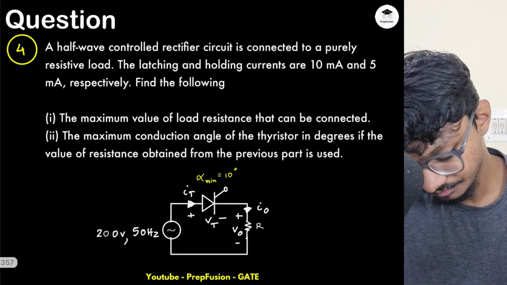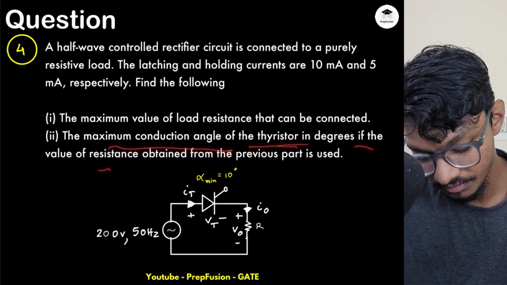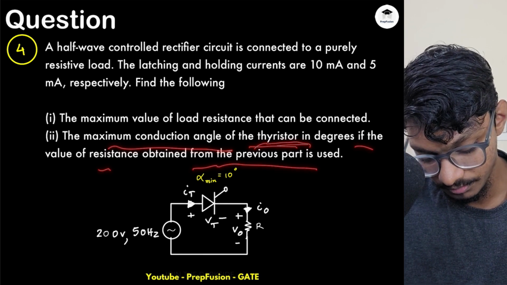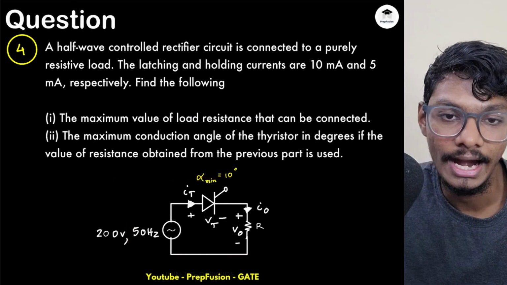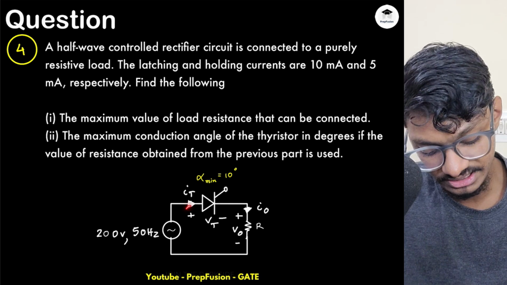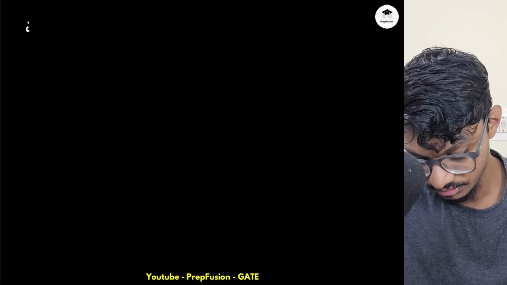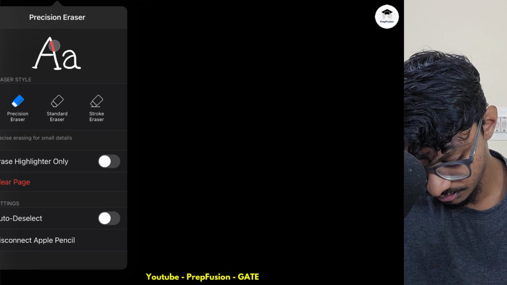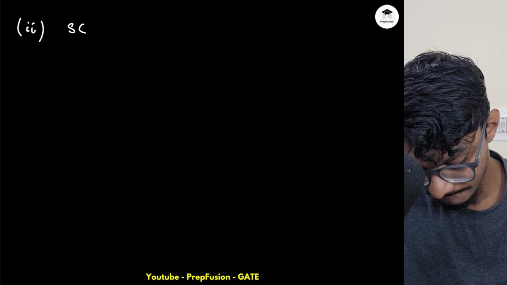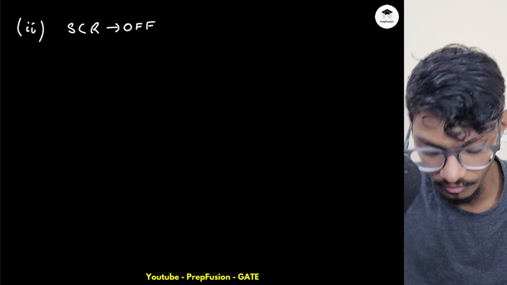Okay. So next is the maximum conduction angle of the thyristor if the value of the resistance obtained from the previous part is used. So the resistance value is this, and they are asking what is the maximum angle at which it will conduct. So the SCR has turned on. Then when will the SCR turn off? When will the SCR be off?